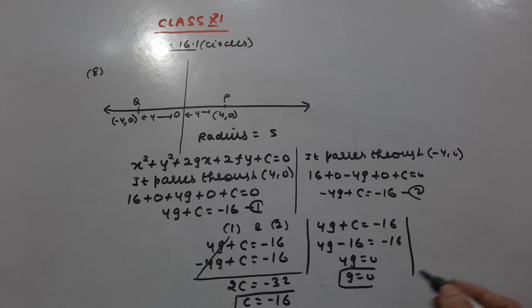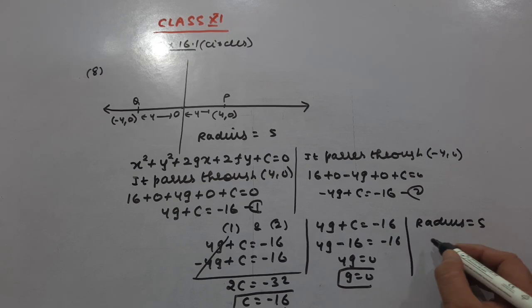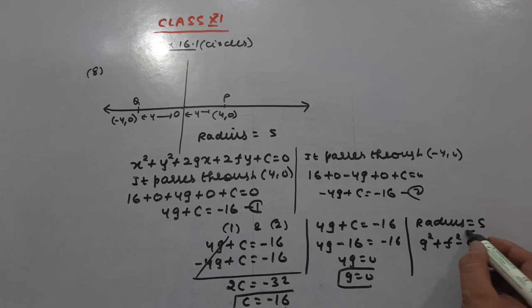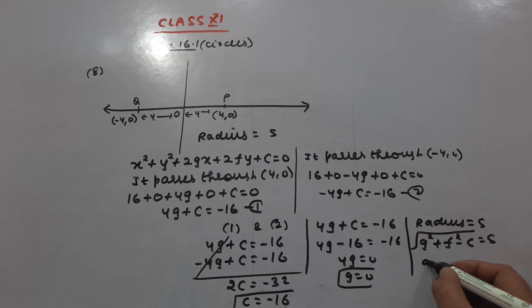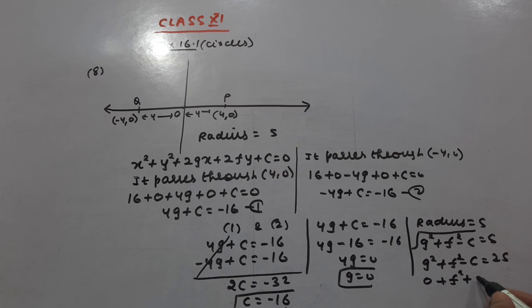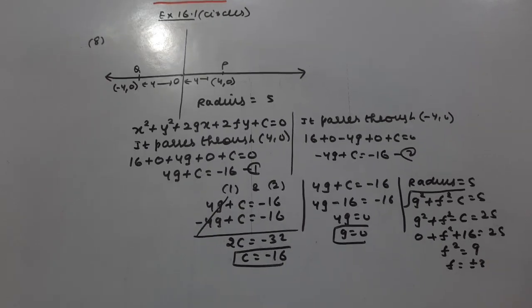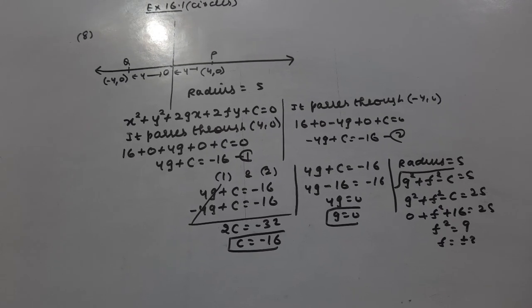Now next point is radius. Radius is 5. And we know the formula of radius: square root of g square plus f square minus c equal to 5. So g square plus f square minus c equal to 25. g is 0, f we do not have, c is minus 16. So it becomes plus 16 equal to 25. So f square equal to 9 and f equal to plus minus 3. So this is the value of f, right?